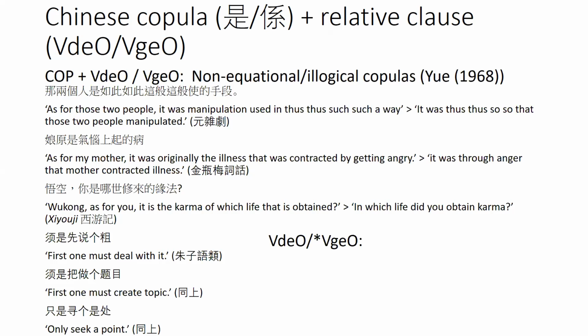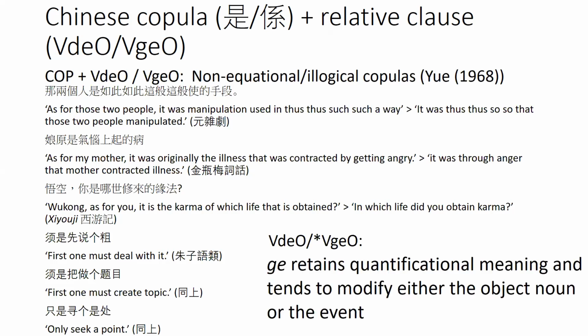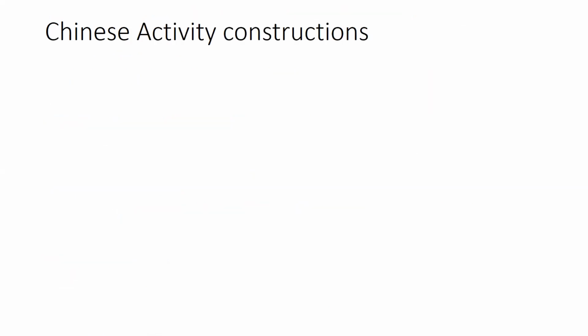So I suppose if we compare VDO and VGO, VGO is much harder to be reanalyzed as a past time cleft because ge seems to retain a quantificational meaning, and it ends up modifying either the object noun or the event. It denotes quantification on the event. With activity constructions, these are a little bit complicated, so I'll need to go through some groundwork.